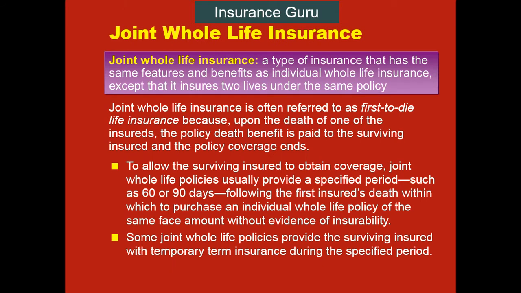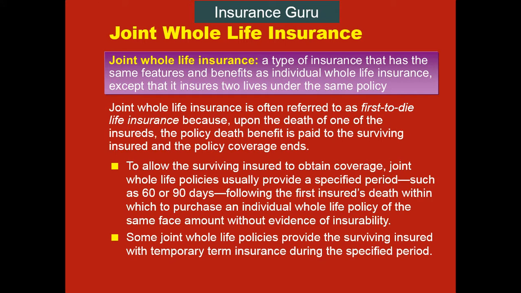Now, joint whole life insurance is also a type of insurance that has the same features and benefits as individual whole life insurance, except that it insures two lives under the same policy. Joint whole life insurance is often referred to as first-to-die life insurance because upon the death of one of the insureds, the policy death benefit is paid to the surviving insured and the policy coverage ends.